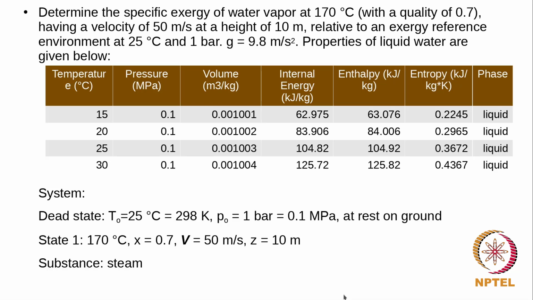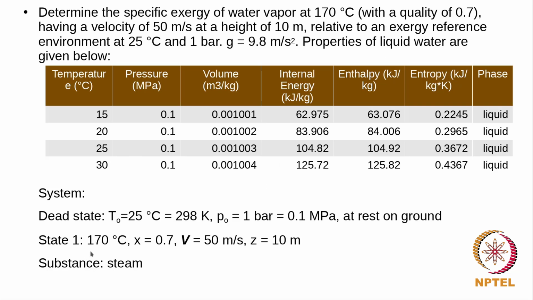So the problem we have is a specific quantity of water vapor. The mass is fixed, therefore we would treat this as a system. The dead state is given as 25 degrees centigrade, which is 298 Kelvin, and the pressure is 1 bar, which is P naught, 0.1 megapascal. The dead state would be the ground, which is at rest. And for the initial state, what we are given is 170 degrees centigrade and a quality of 0.7.